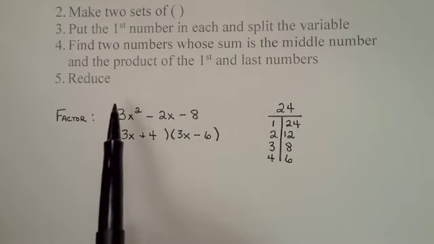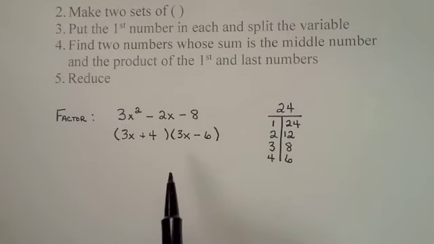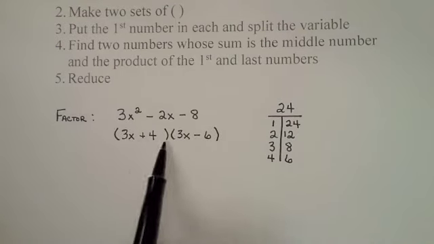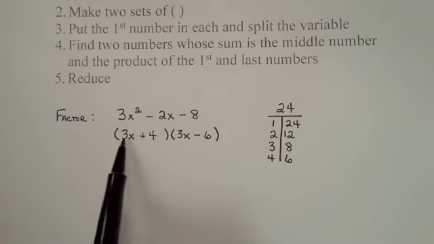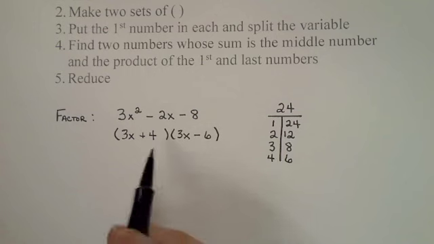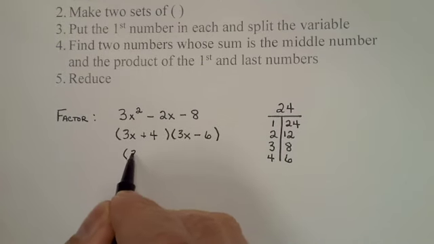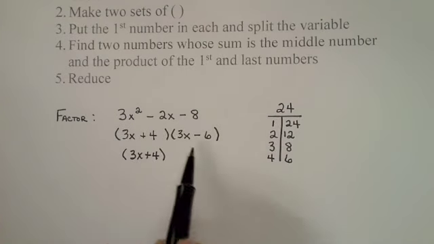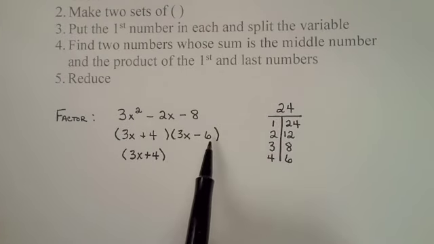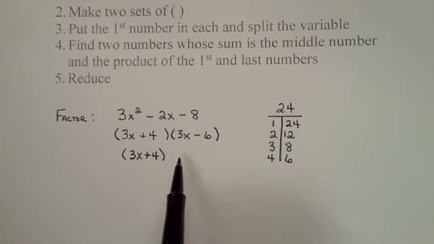My last rule is to reduce. Here's what I mean by reducing. I'm going to reduce each set of parentheses like it would be a fraction. For instance, is there a number that will go into 3 and 4? No. That means that part is reduced. I bring it down. Is there a number that will go into 3 and 6? Yes. I'm going to reduce this set of parentheses then.